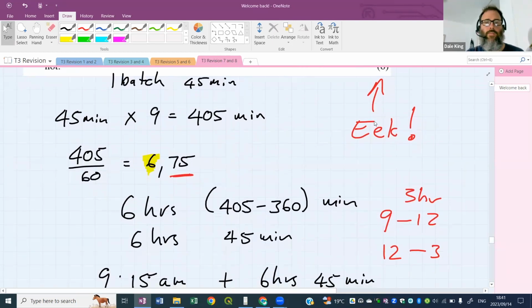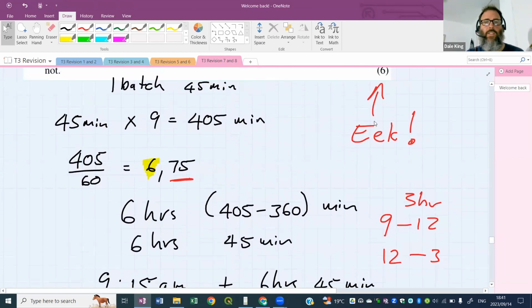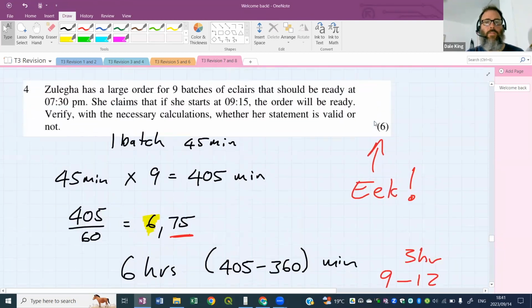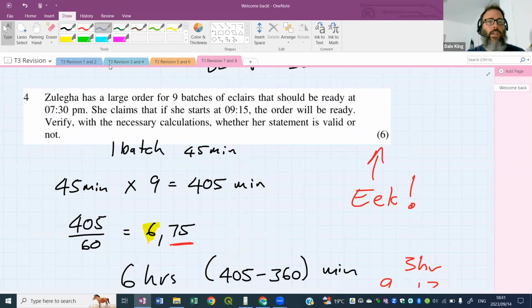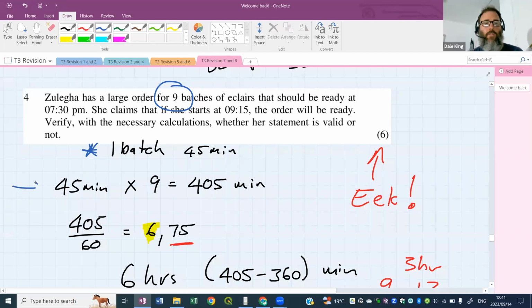I'm just lost from the beginning, how it starts. Okay, I'll walk you through it again. First of all, this information comes from the recipe. One batch takes 45 minutes. You with me? Yes. So we need to know if the person does 9 batches, how long will that take? We said 45 minutes times 9, which is a total of 405 minutes.